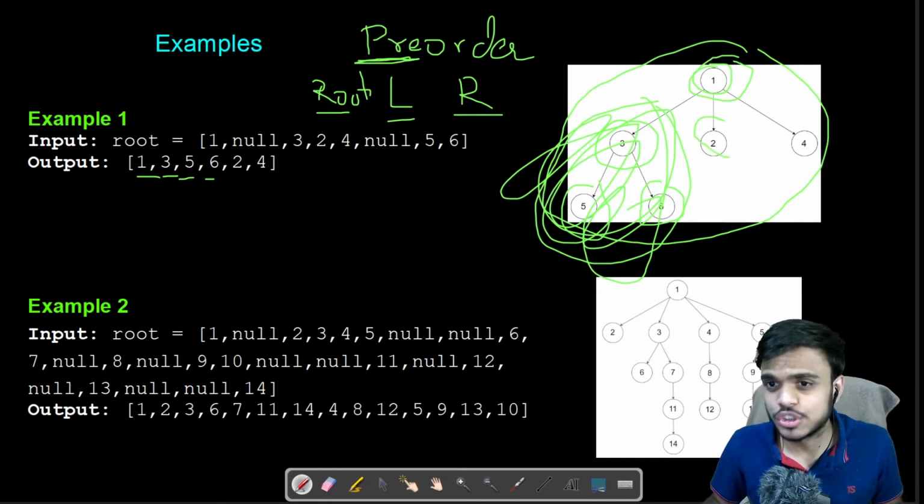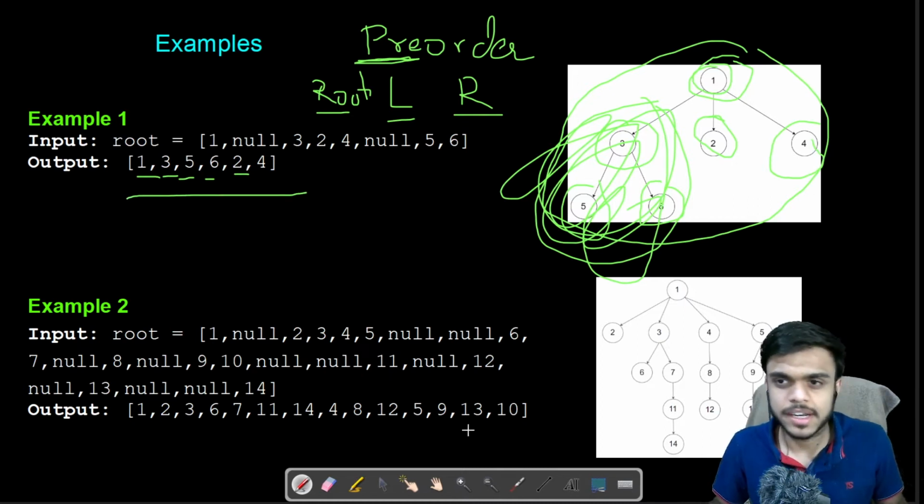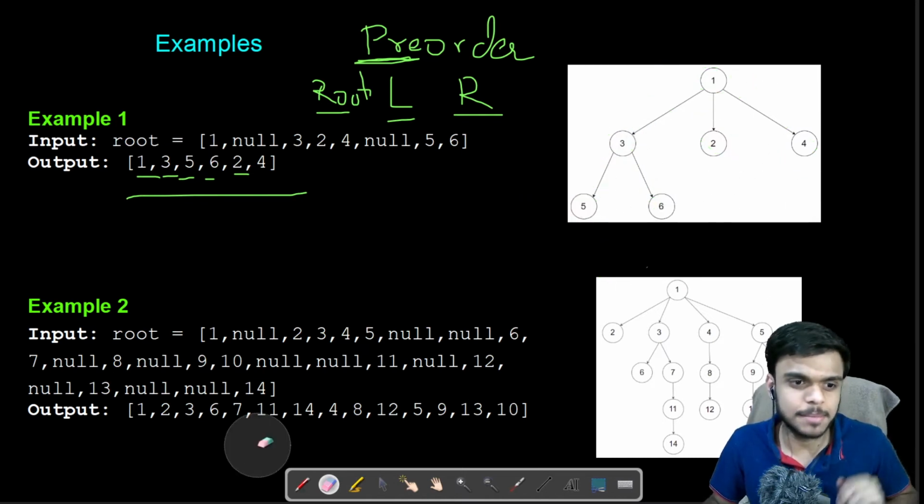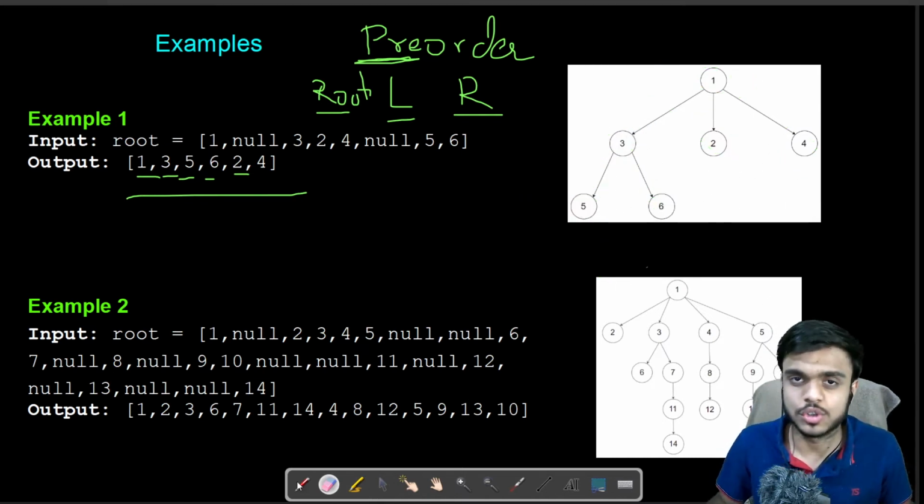So the next child is 2. So we have 2, and then again to the right, we have 4. So this is the pre-order traversal, right? If you also look at the second example, you would get the same output that is given. You can try it on your own.